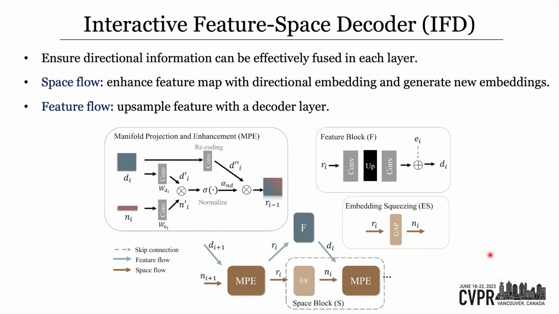To ensure that the directional information can be effectively fused into feature maps in each layer, we further propose the IFD, which has 2 top-down dynamically interactive flows, the space flow and feature flow. In space flow, we enhance the feature map with the directional embedding we get from the last layer via a self-attention operation and generate a new directional embedding using channel-wise squeezing. In feature flow, we simply pass the enhanced feature map to a decoder layer. This design is mutually beneficial for both flows. The directional embedding fuses the directional information into the feature map in the feature flow. On the other hand, the feature map refines the directional representation by adding supplementary directional information at a higher resolution to the space flow.